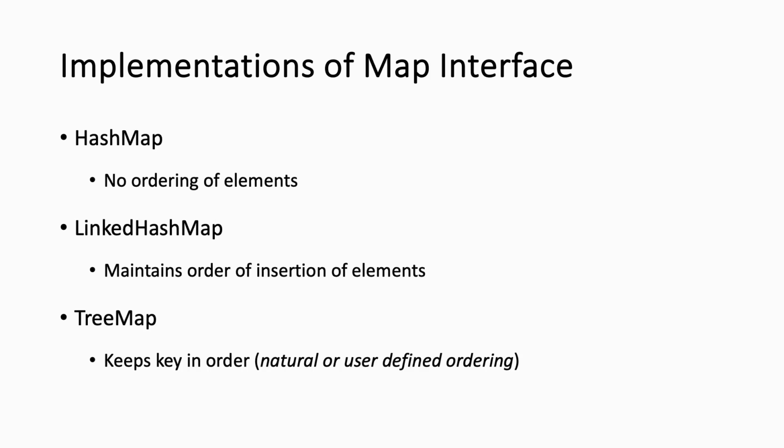Next, we will discuss different implementations of the map interface provided in Java. The three implementations are HashMap, LinkedHashMap, and TreeMap, each having unique features as per their use cases. The HashMap does not maintain any order of elements inserted into it. The LinkedHashMap preserves the order of insertion of elements, while the TreeMap keeps the keys sorted according to their natural order or a custom order provided using a comparator.